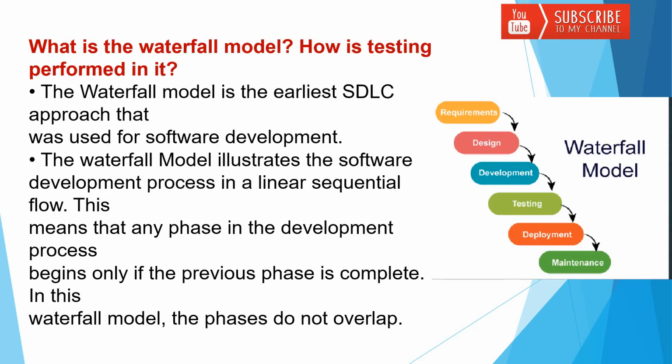What is the waterfall method and how is testing performed? This definition is very important, and that's the reason I've put it on the last slide. Take a snap of it, and this is the exact definition you have to tell. The waterfall method illustrates the software development process in a linear sequential flow. That means any phase in the development process begins only if the previous phase is complete. In this waterfall model, the phases do not overlap. So this is how you have to tell.